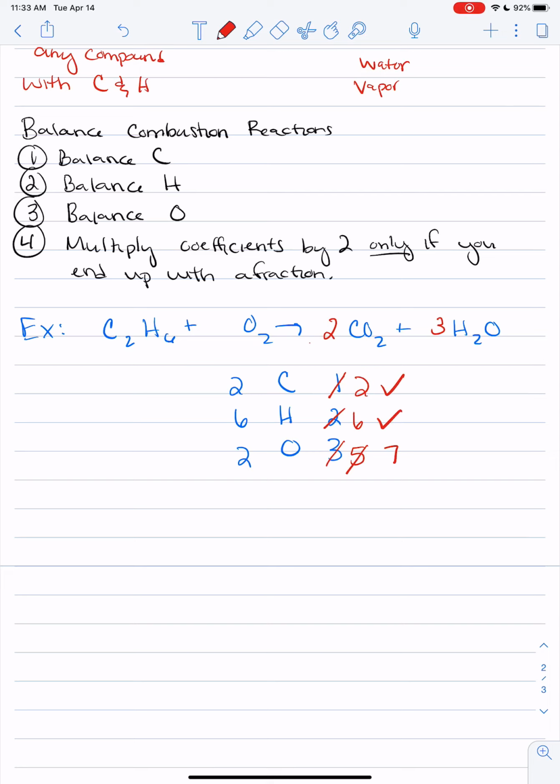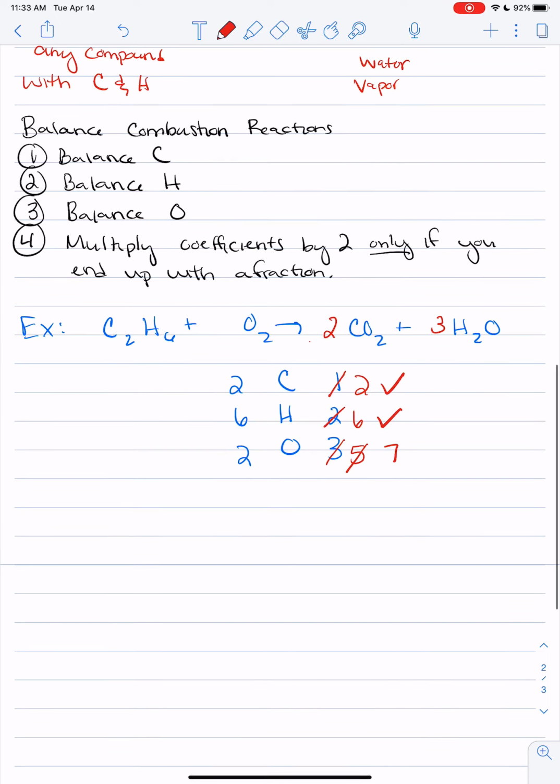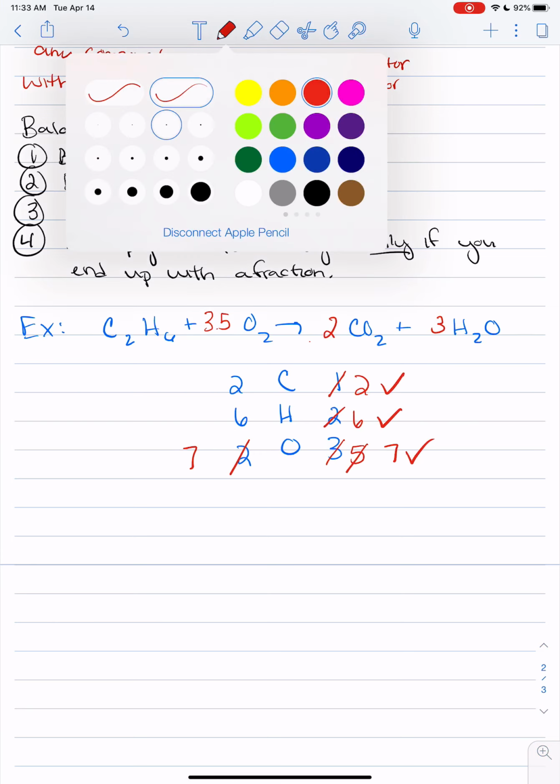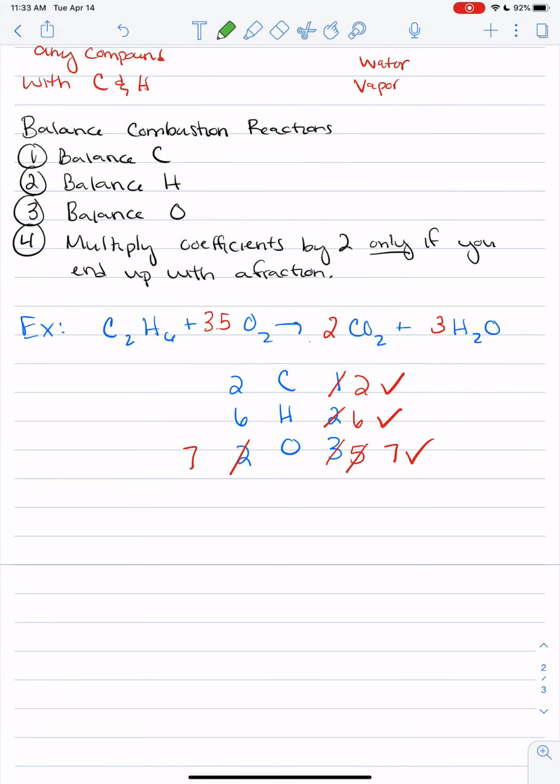2 times, that's not going to be a whole number, right? 2 times 2 is 4, 2 times 3 is 6, 2 times 4 is 8. So it's going to be 3.5. 3.5 times 2 is 7. Okay, so now this is balanced, but now we have a fraction, and we don't want to have a fraction in our final answer. So what we're going to do is multiply everything by 2. So this would have been a 1. We're going to multiply it by 2.